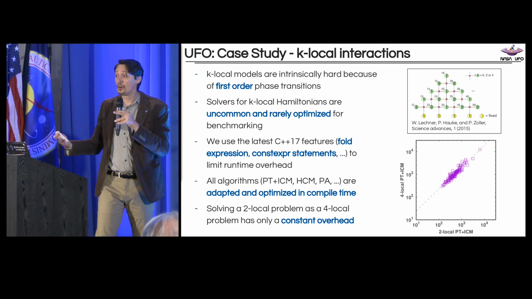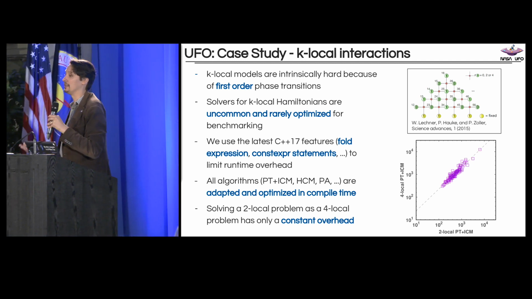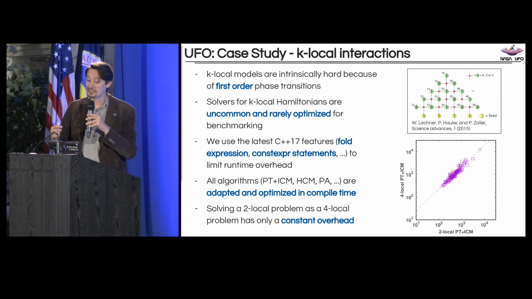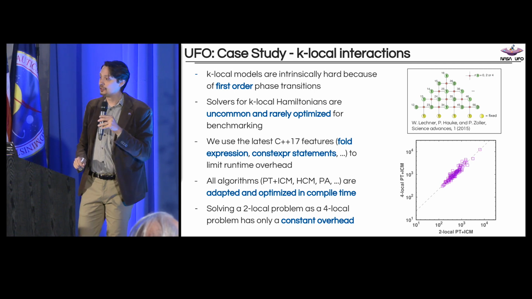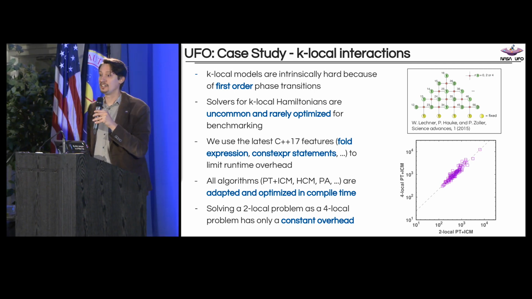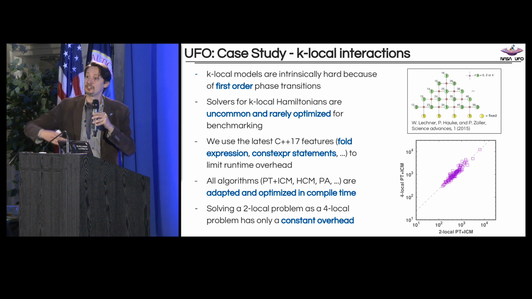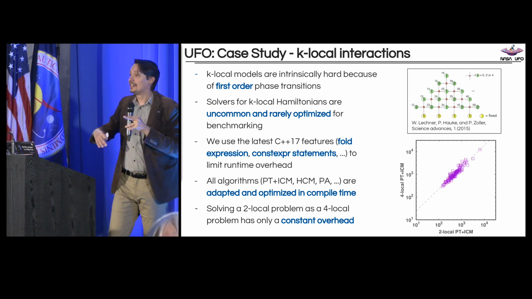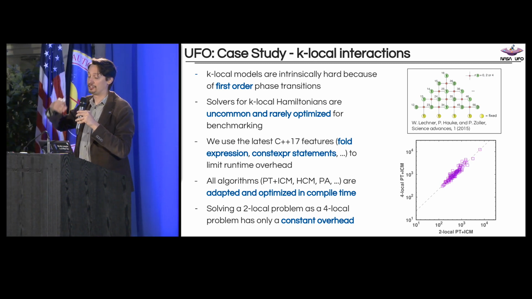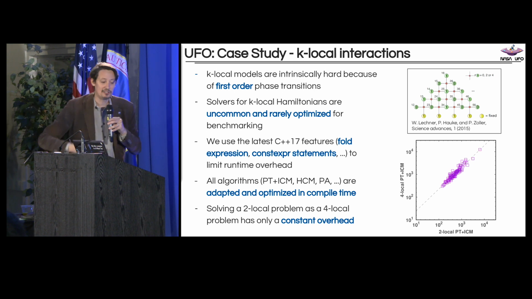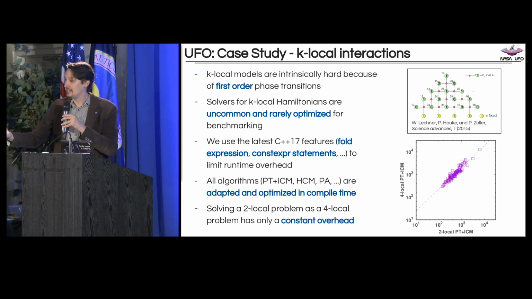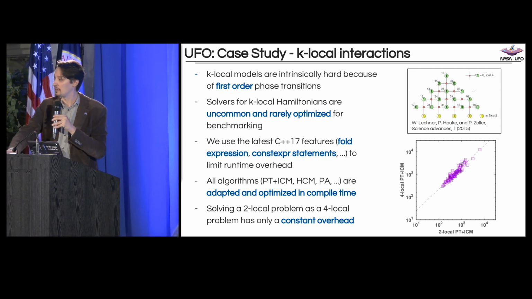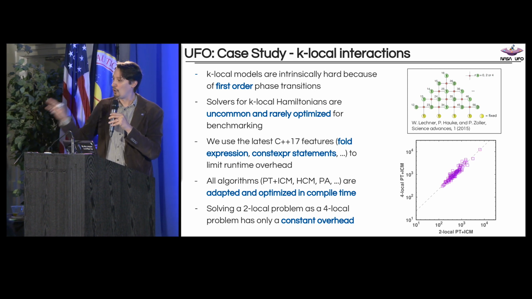However, as far as I know, there are no optimized algorithms to run a problem with 4 local interactions. And the power of UFO is that you can just decide to use 4 local interactions instead of 2 local interactions, and everything is optimized in compile time. And since everything is designed in an abstracted way, I don't have to rewrite the code for PT plus ICM for 4 local body interaction. I can just use my UFO framework, and everything is optimized in compile time for the 4 local interactions.